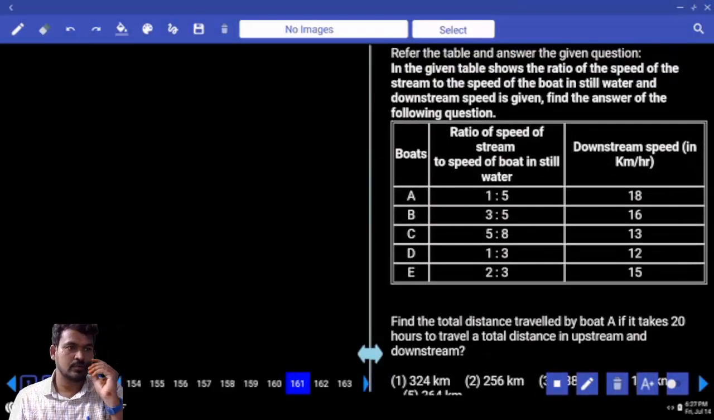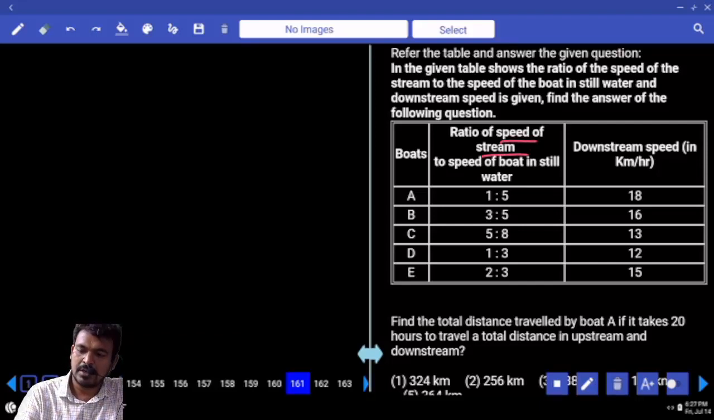The given table shows the ratio of the speed of the stream to the speed of the boat in still water, and the downstream speed is given. One will be the speed of the stream, another one is the speed of the boat, and one more, the downstream speed, is also given. What is the downstream speed in A?